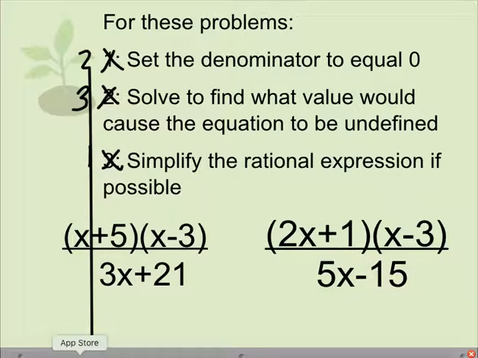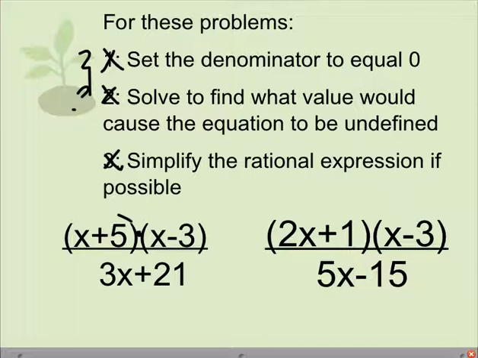So let's look at a couple of examples. So let's first look at x plus 5 times x minus 3 over 3x plus 21. Well, it might be tempting to multiply out the numerator, but I would leave it as it is because right now we actually have factors. X plus 5 is a factor and x minus 3 is a factor. Okay, those quantities are factors.